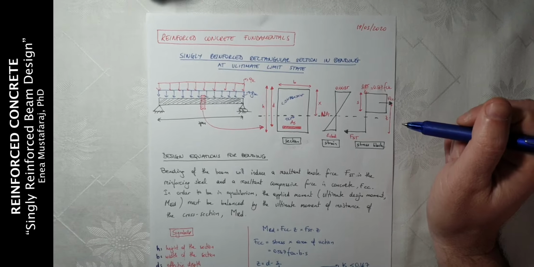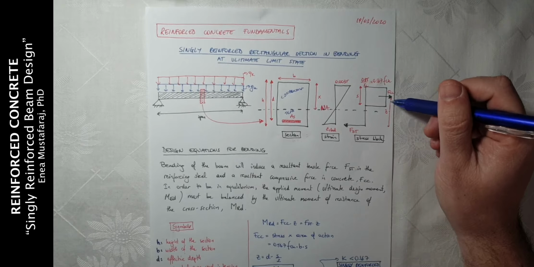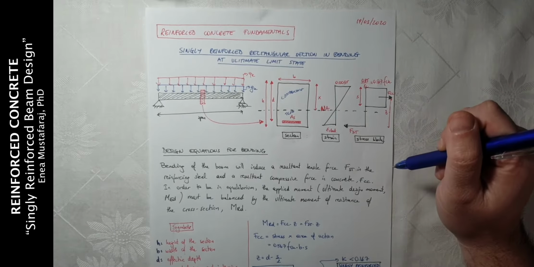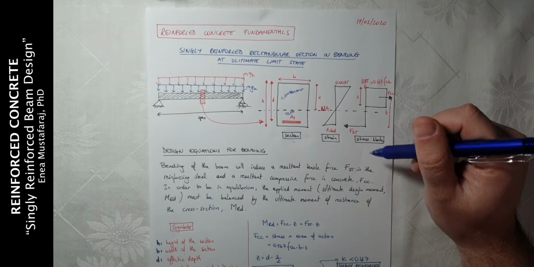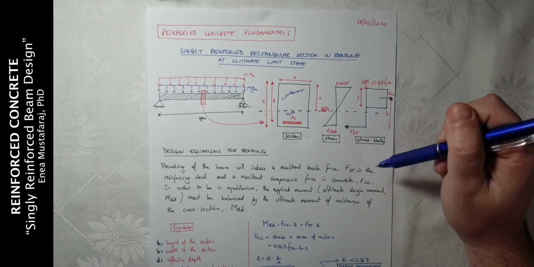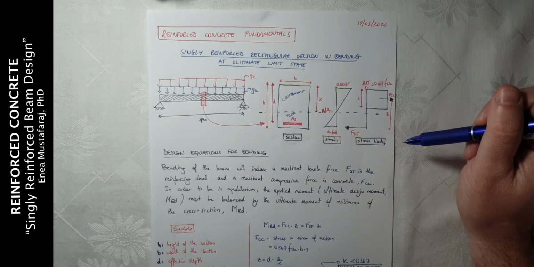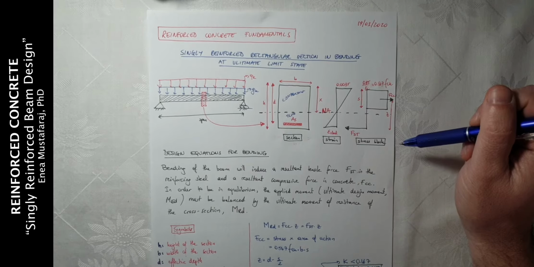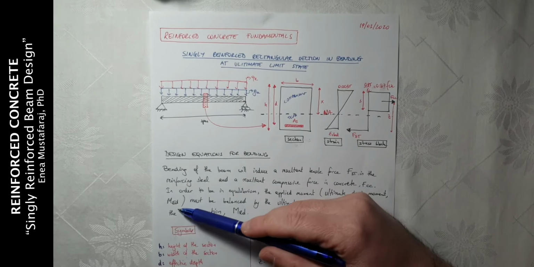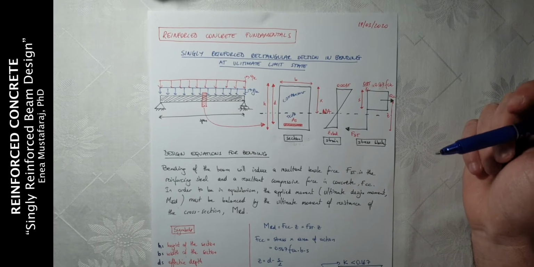For the stress block, we will have two types of forces. The force which is developed at the middle of the stress block, which will be the force of concrete in compression, and the force of steel in tension at the bottom, because the bending of the beam will induce a resultant tensile force, and a resultant compressive force in concrete, which will be FCC. So in order to be in equilibrium, the applied moment, which will be denoted by MED, must be balanced by the ultimate moment of resistance of the cross-section, which is MRD.